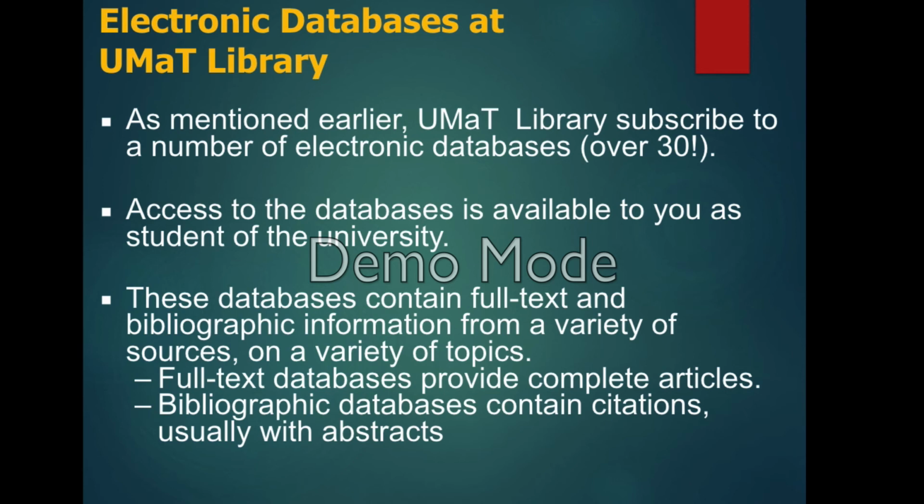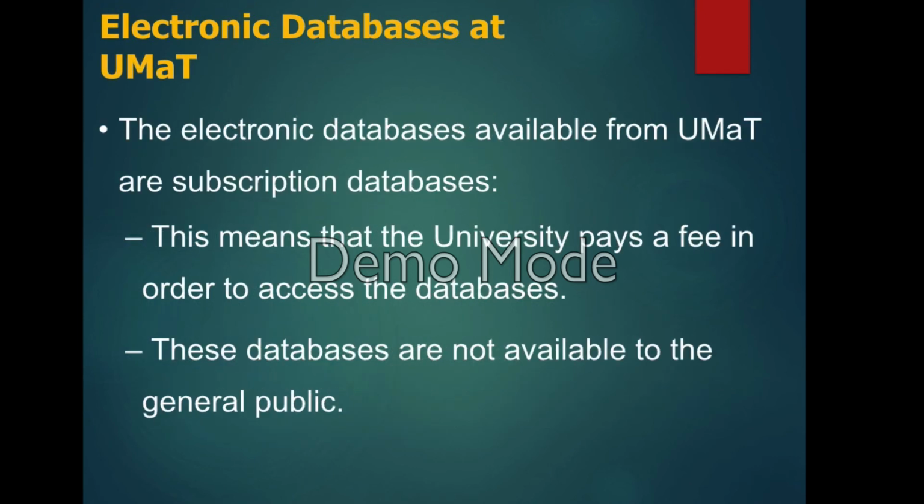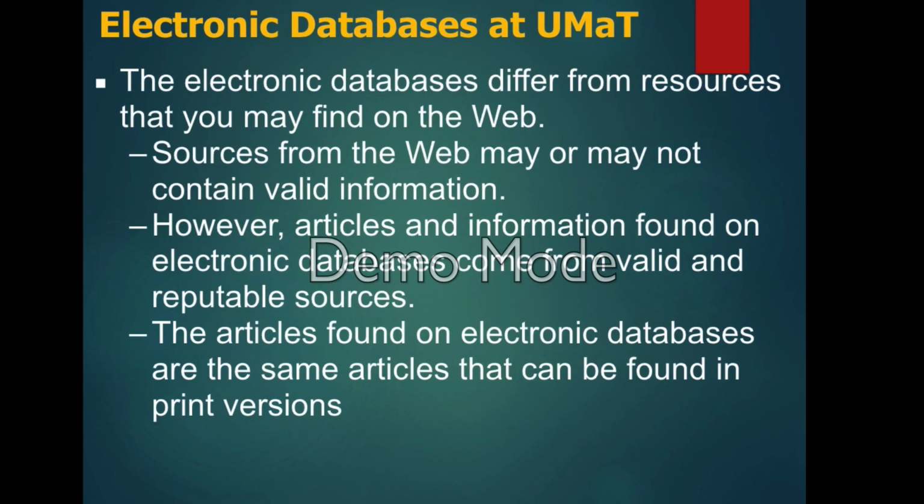Now, some of the databases are full text databases that provide complete articles, and others are bibliographic databases that contain citations, usually with abstracts. Now, the electronic databases available from UMaT are subscription databases. It means the university is a member of a consortium. So the consortium subscribes on behalf of the university. So we pay some fee for using these databases. Yeah. So these databases are not available to the general public, just for the university community.